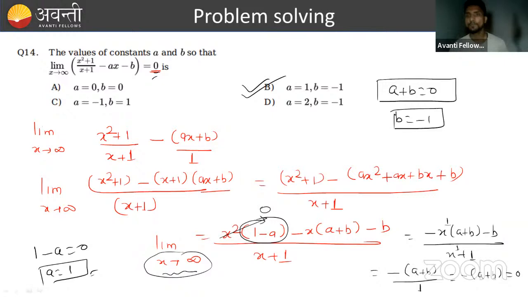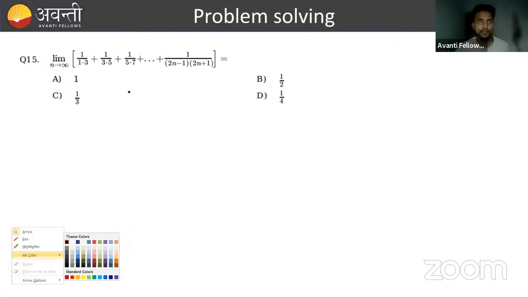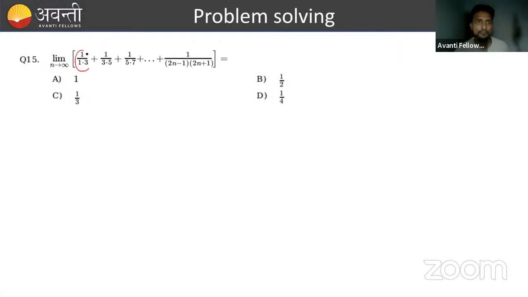Okay, so now we will move to the next question. This is also a very easy question. You can see this is the pattern: 1 divided by 1 into 3, 1 divided by 3 into 5, 1 divided by 5 into 7. So if you take the summation, it is coming as n equals 1 to n, okay?